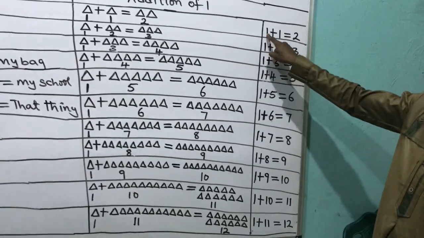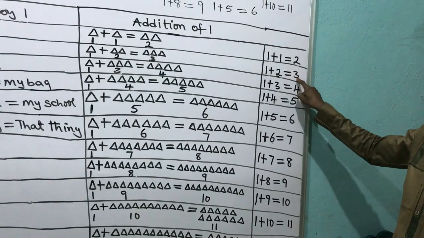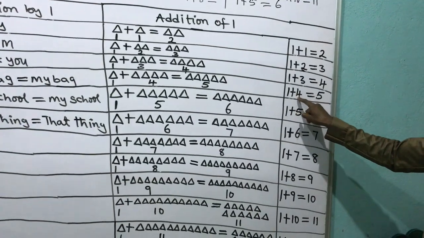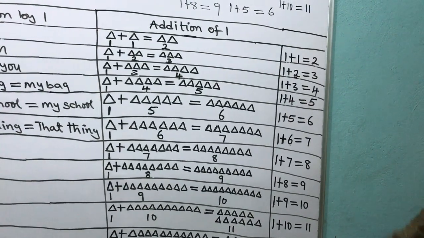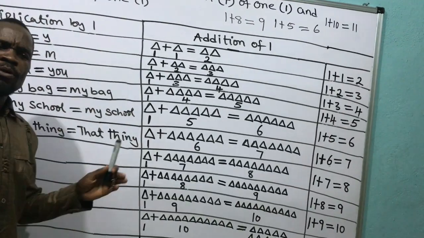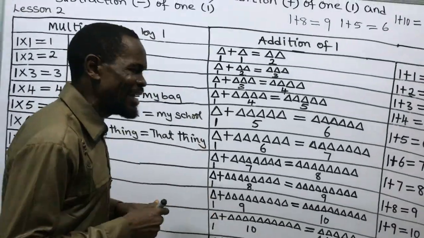You will see that 1 plus 1, the answer is 2. 1 plus 2, the answer is 3. 1 plus 3, the answer is 4. 1 plus 4, the answer is 5. So what we mean here, any number plus 1, the answer is 1 ahead of that number.